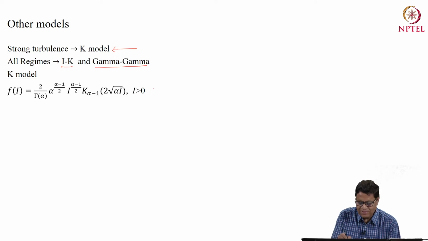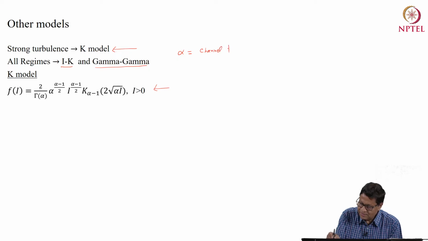For the K model, the PDF is given by this, where I and K are the modified Bessel functions of order alpha. And alpha is defined as, this is a channel parameter, and this is related to the number of discrete scatterers.